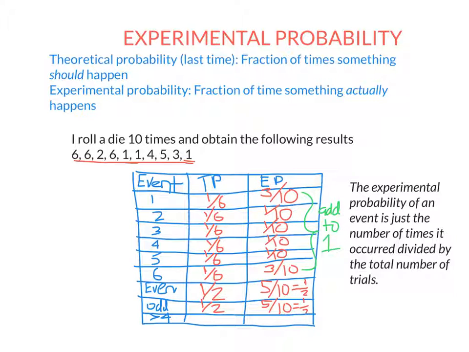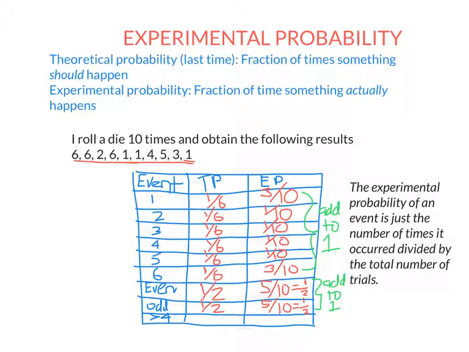So once again, these two probabilities should add to 1 because they're the only possibilities in the sample space. I either get an even number or an odd number. I can't get anything else. And once again, they do add to 1. So this time, the theoretical probability did equal the experimental probability.